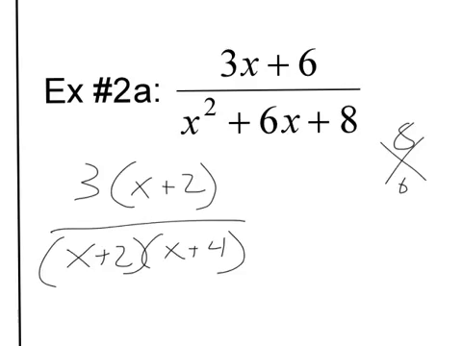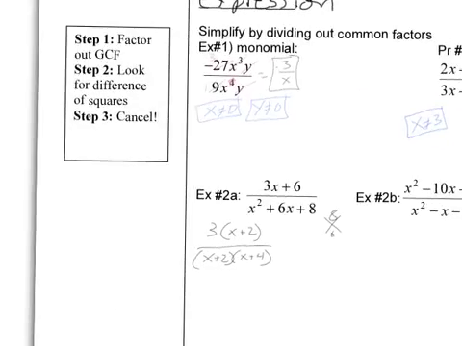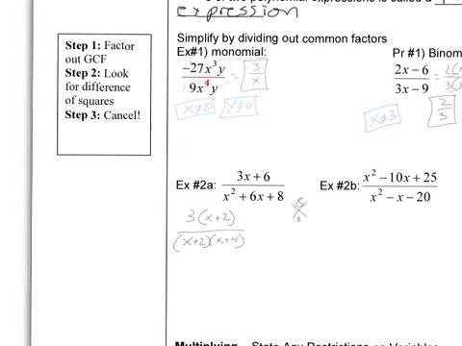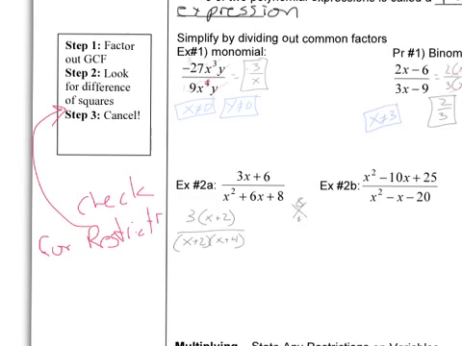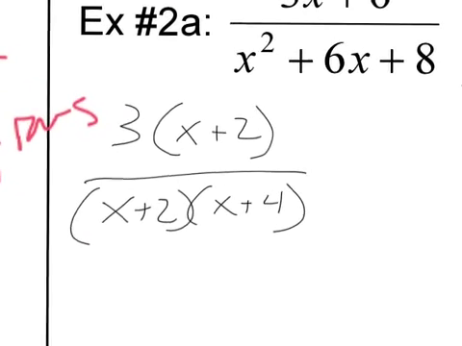And before you cancel, just like I looked here, I guess I forgot to actually put it here. So before you cancel, you may want to check for restrictions. So what does that mean? Well, same thing we've been doing here. Now that I've factored this, what could I plug in for here that would make this thing equal 0?